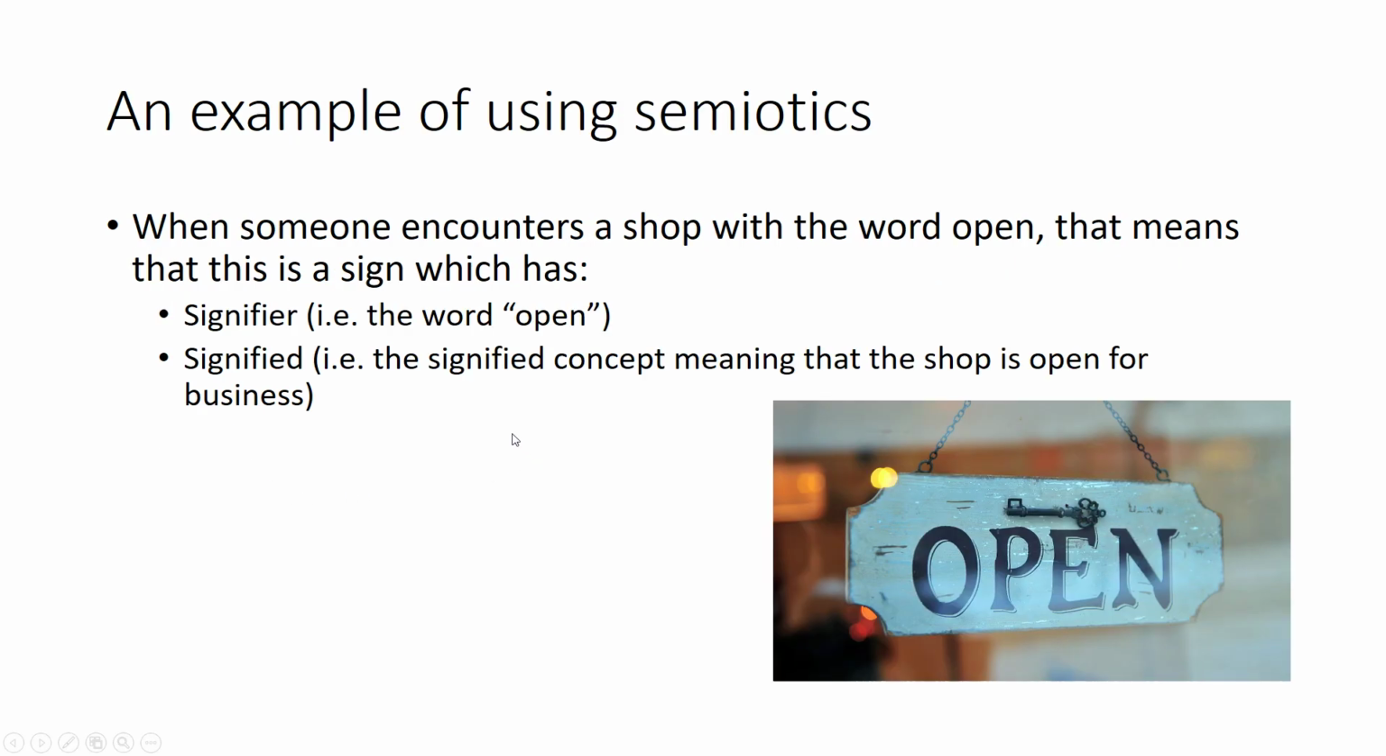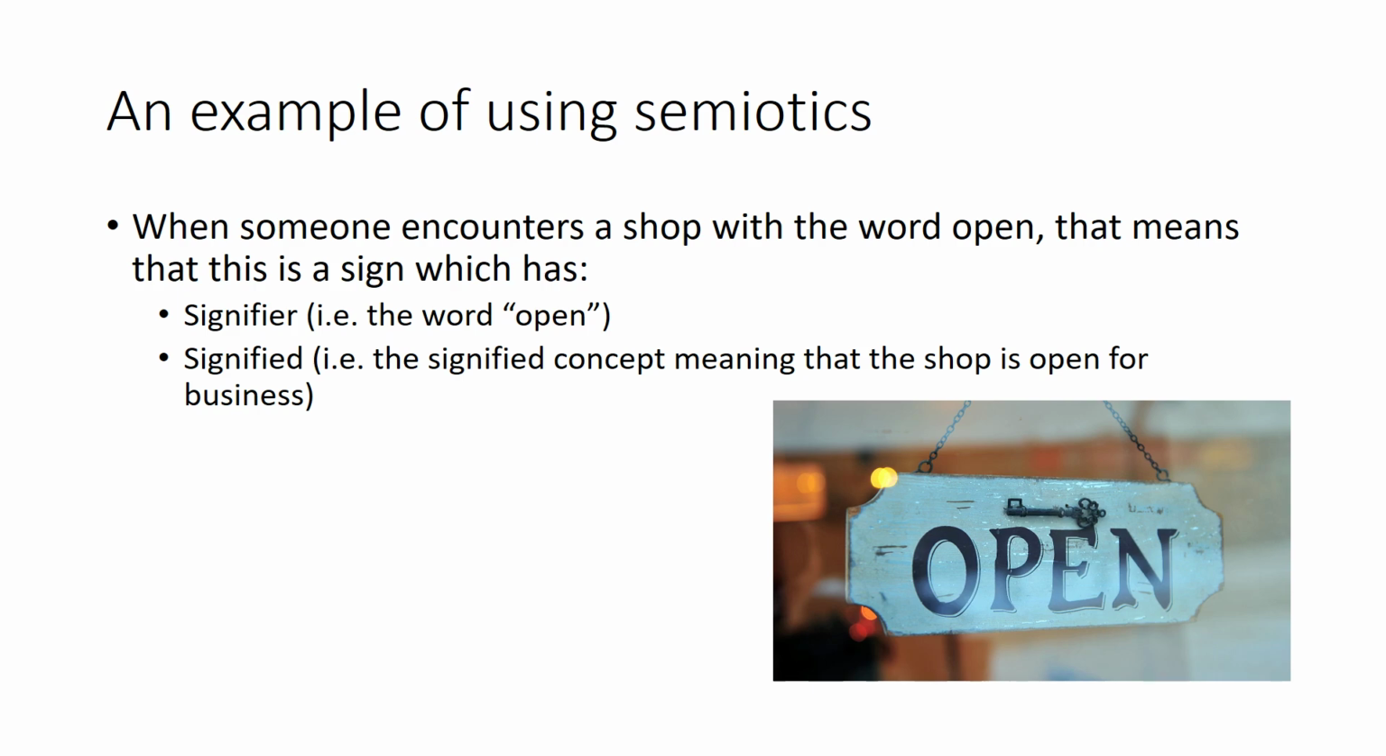So an example of using semiotics is if you put the open sign. The word open in the dictionary doesn't mean, for example, that a shop is open. However, if I put the open on the door, I'm signifying that the shop has been opened. So the signifier is the word open. The signified is what has been signified, which is simply saying that the shop is open for business.